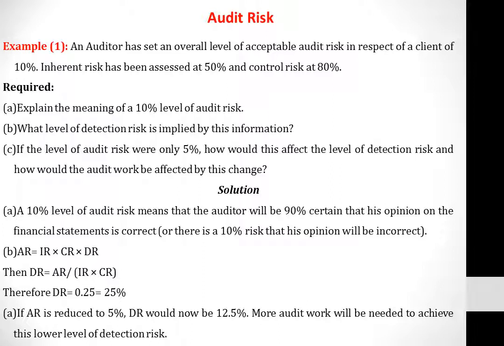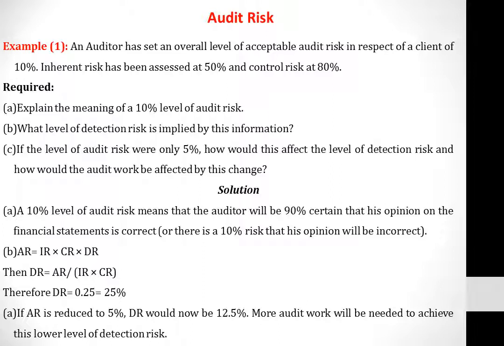Here the example is asking me for three requirements. This example gives you the overall audit risk of 10%, so AAR equals 10%, and inherent risk was 50% and control risk was 80%. Requirement A: he wants you to explain the meaning of an overall level of acceptable audit risk equal to 10%. As we said before, a 10% level of risk means that the auditor is 90% certain that his opinion is going to be correct, and there is a 10% risk that his opinion will be incorrect.